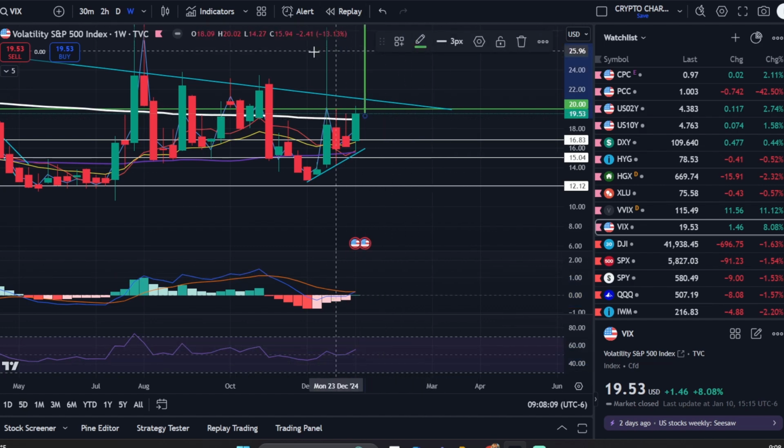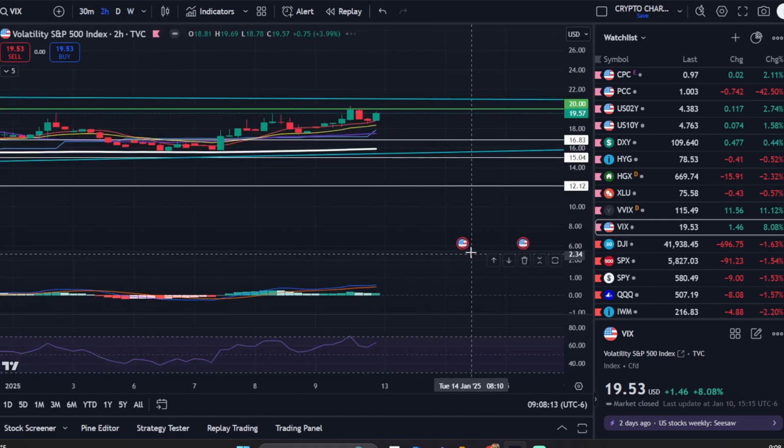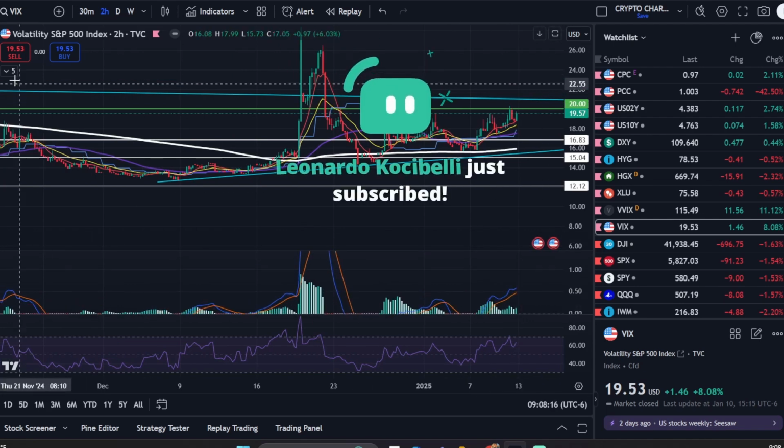So the weekly is saying, hey, we're about to see this pop off. So it's really important to see if we're actually going to do that this week. Now, as we go into a 2-hour, you notice that is not curled over. That is not curling over.